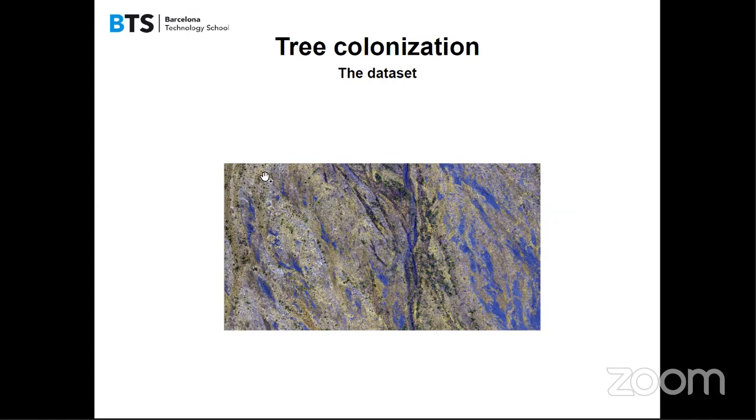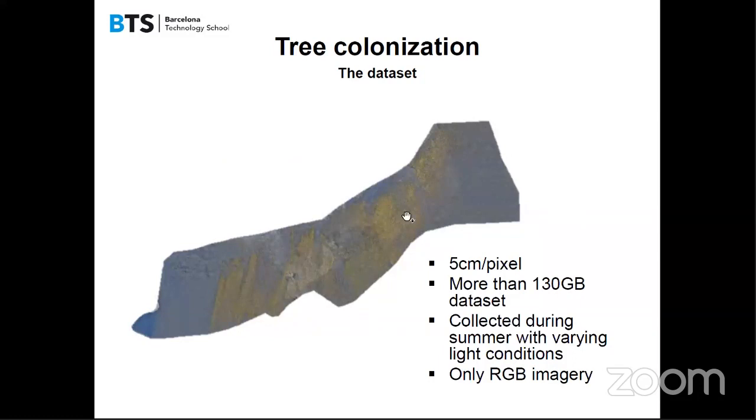This is the type of RGB images that we collected there. So this was the dataset that we collected. The glacier would be in this area at the top of the image. This was a 5 centimeter per pixel image, a dataset of more than 130 gigabytes. It was collected through different drone flights over a whole summer, with varying light conditions, and we only had RGB imagery. Because if you can imagine, we could have had the most beautiful dataset corrected for reflectance, that means corrected for incoming sunlight, which would make it easier for us to classify vegetation there using multispectral.